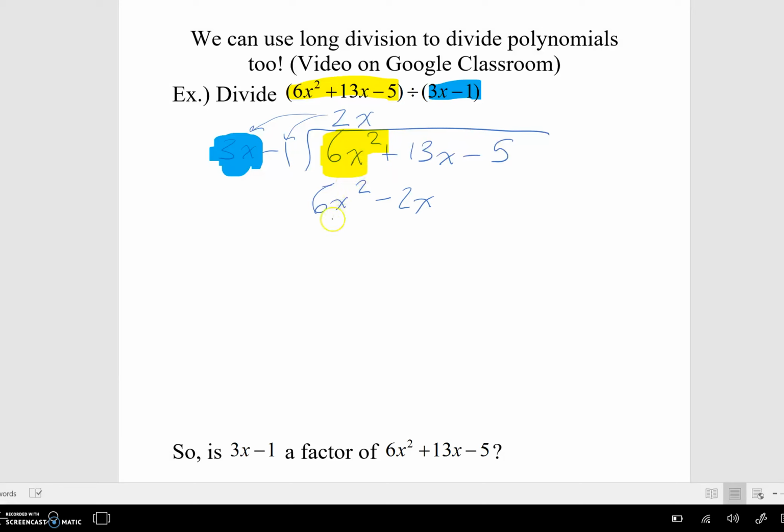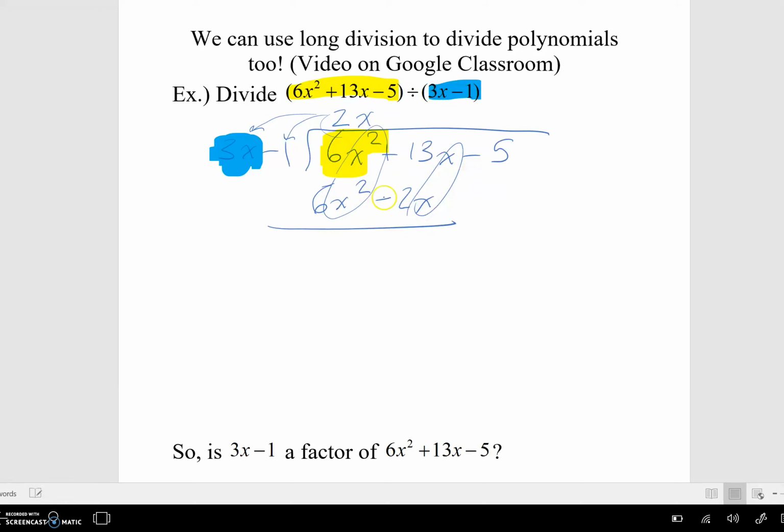Now, the matching terms should line up. See how these are lined up? These both have x's, these both have x squareds. So they should line up. If they don't line up, either you didn't line them up correctly, or you might have put the quotient in a different place value above a different term. So make sure these do line up. They do.